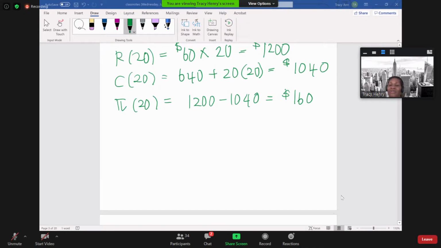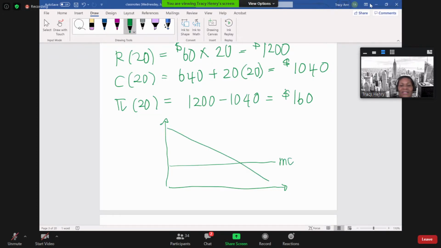So the profit is equal to 160, and so our monopoly is enjoying a fantastic profit. We can also graph this. So we can set up our graph and graph what it looks like. We can put in our marginal cost. We know that this is our demand. We know that this is our marginal revenue.